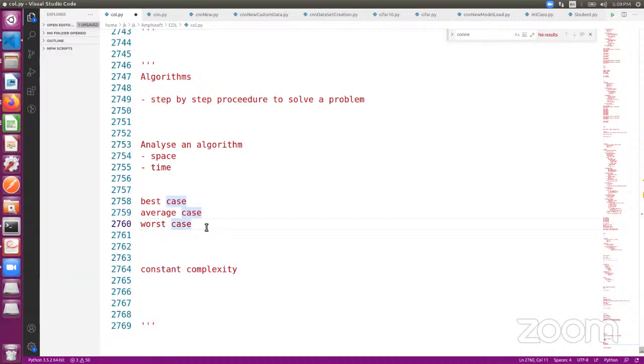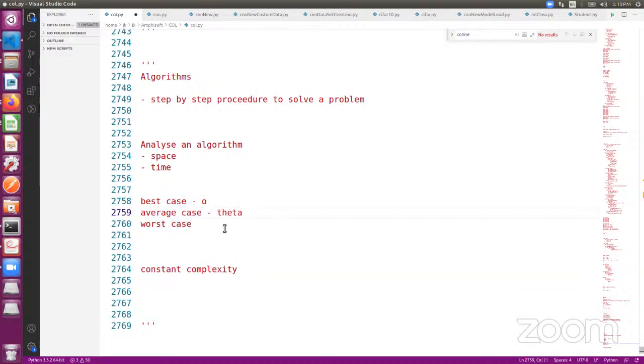Another worst case may be if the element is present at the last location. Even in that case, you have to search the entire list. An average case is if the element you're searching for is present in the middle, anywhere between the first and the last. Best case is denoted by small o. Average case is denoted by theta.